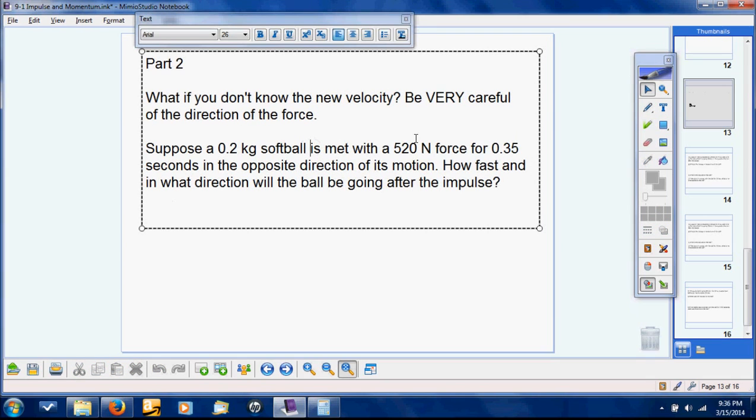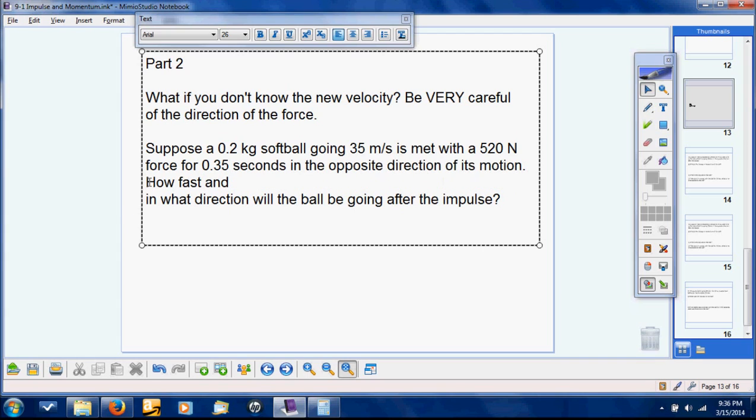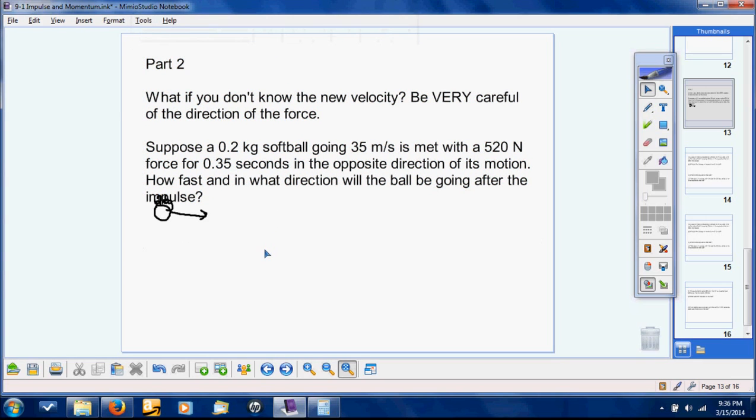A 0.2 kilogram softball going 35 meters per second is met with a 520 Newton force for 0.35 seconds in the opposite direction of its motion. How fast and in what direction will it be going after the impulse?